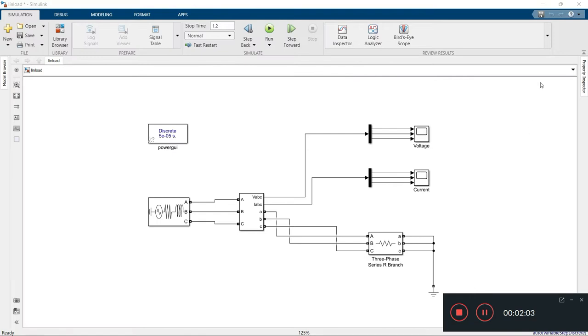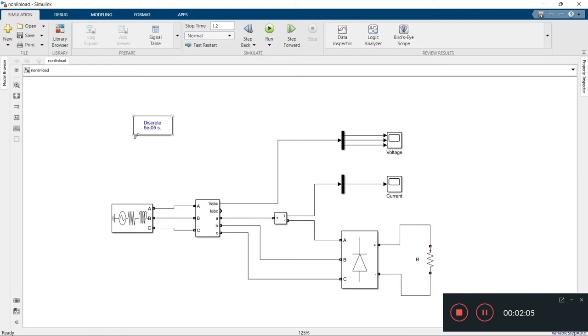Next we move on to the non-linear load model. We design a similar model to the previous one, but we add on a resistor, a current measurement, a 3-phase measurement, a universal bridge, and voltage and current scope. Then we run the simulation.